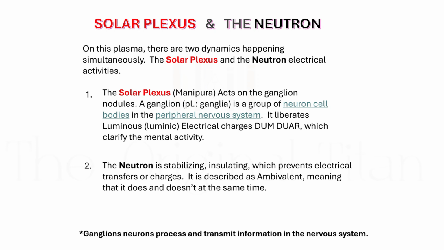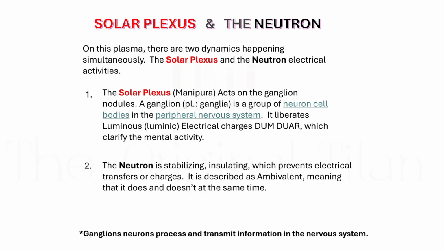Now remember, Dam Dwar also attracts. So we want to be careful about what it is that we're attracting because we want to have mental clarity. As far as the neutron, it's going to stabilize, insulate, and prevent electrical transfers or charges. It's not going to let anything go out. It's ambivalent, meaning that it does and it doesn't at the same time.